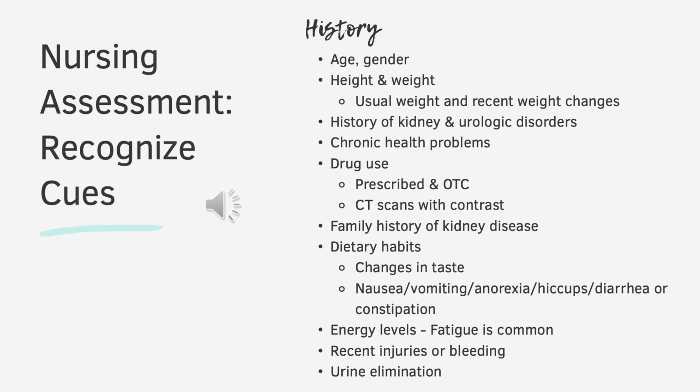Aside from our patient's history, we need to get a family history. So we need to determine if there is a family history of kidney disease, which could suggest some genetic factors that may contribute to chronic kidney disease. We also need to ask about the patient's dietary habits. So ask about any changes in taste. Again, because CKD can alter taste perception, it can actually make sweet foods less appealing, and it may give meat more of a metallic taste.